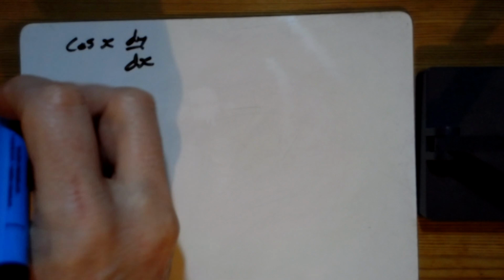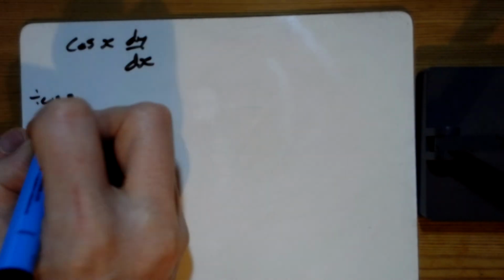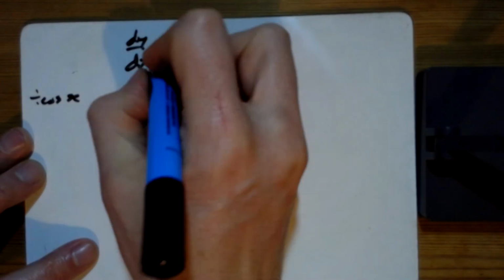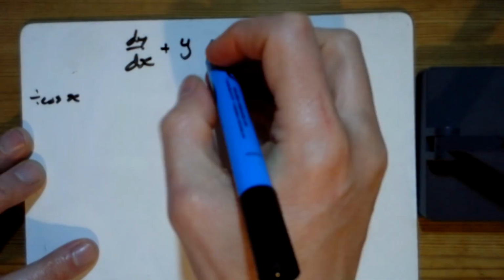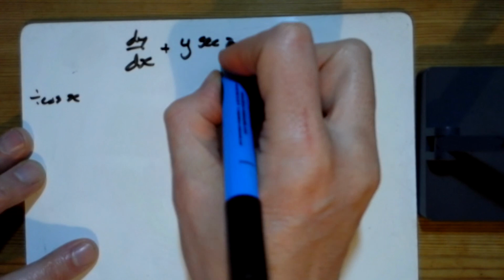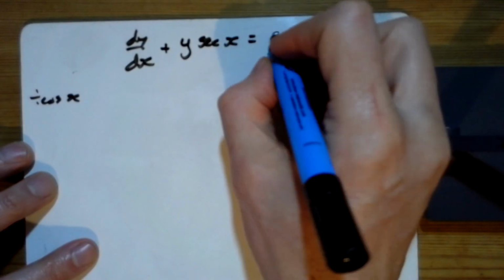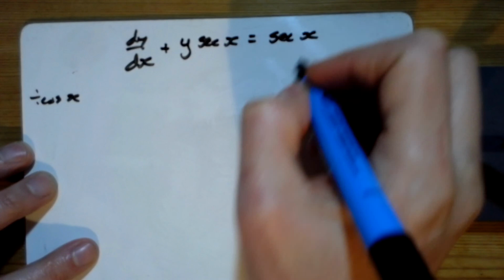Question 11, we've got a cos x next to our dy by dx. So the first thing we're going to do is divide everything by cos x. So we'll get rid of that cos x there. And there was a y here, so we're going to have y over cos x. So I'm going to write y sec x. And I've got a 1 over cos x again, so again I'm going to write the sec x there.